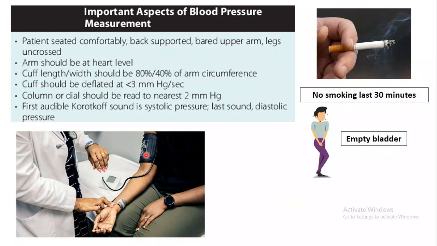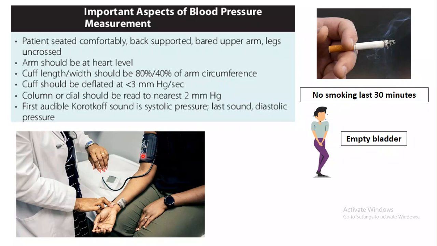Moving upward to the arm, where we measure blood pressure, the important aspects of blood pressure measurement are to avoid conditions that could elevate blood pressure or activate the sympathetic nervous system and give a false reading. So the patient should be seated comfortably with back supported, arm supported at the level of the heart, not measuring over clothes, and the legs uncrossed to avoid increase in the afterload of the heart. The cuff should be of adequate size, the bladder of the cuff being at least 80% of the arm circumference.